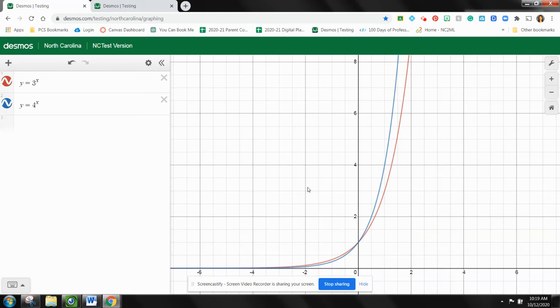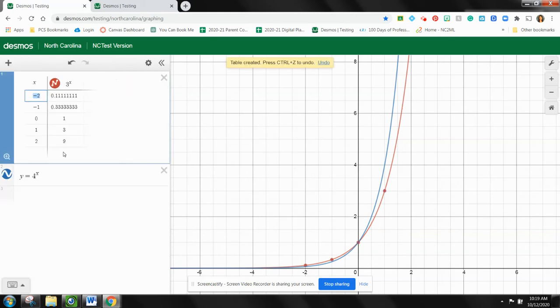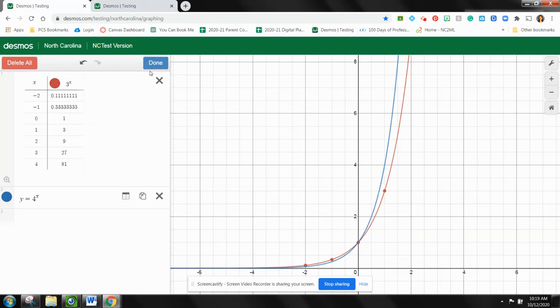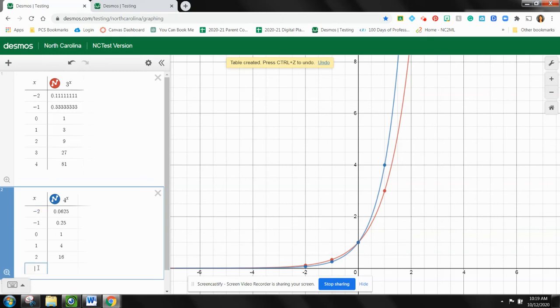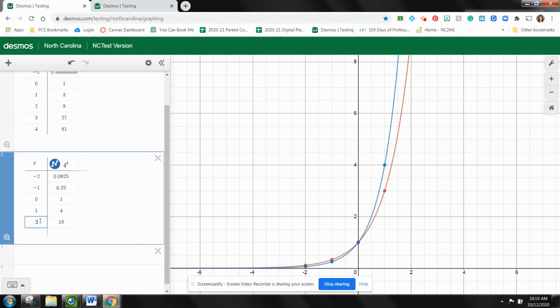So one thing you can do if you're using Desmos, if you can't tell by the graph itself, I can go and highlight each function. I can go to the settings bar, and I can convert it to a table. And if I don't see enough, I can add more numbers in here just by hitting enter. And I'm going to do the same thing with 4 to the power of x. And I'm going to add some extra y values in here.